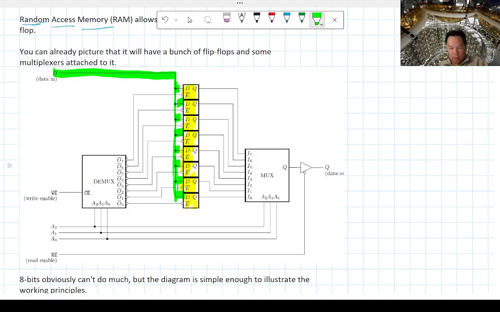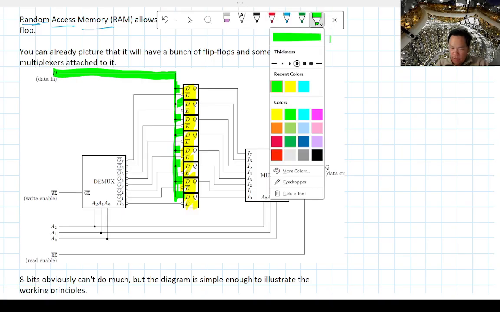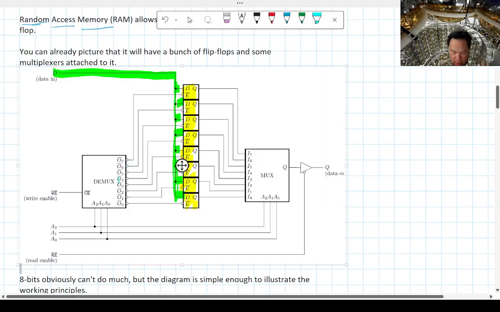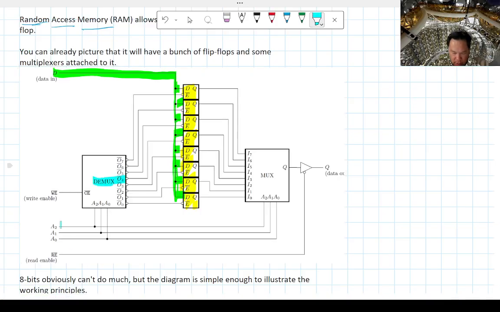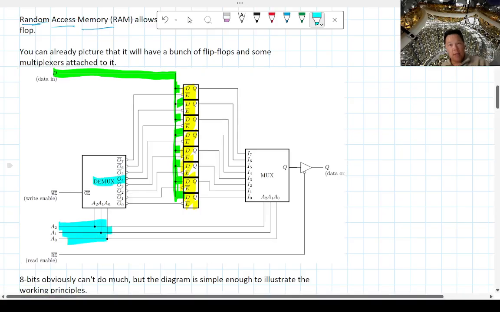Okay, but why would you want to send all the data to all of them? And that's because you don't. So what you do, or what they do, is that you can actually have an output of a demultiplexer that allows you to select, in this case, up to 8, because we need a 3-bit selector in our demultiplexer.